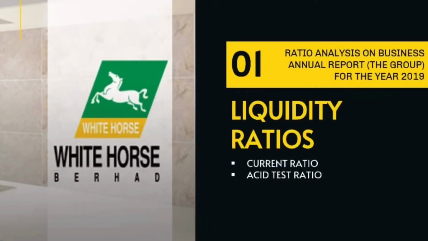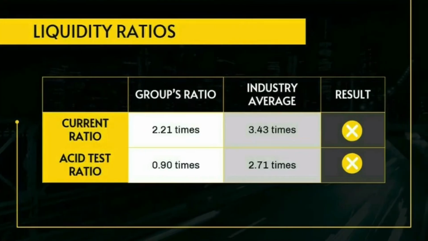Now, we will discuss the ratio analysis for this company. First, it is liquidity ratios. These ratios are divided into two categories: current ratio and acid test ratio. Current ratio. As we can see from the calculation above, the company's current ratio of 2.21 is lower than the industry average of 3.43 times. Hence, it is considered a bad result since its liquidity position is lower than average.